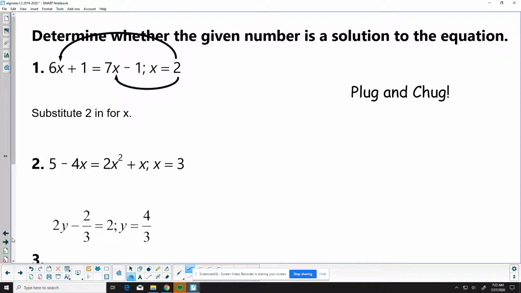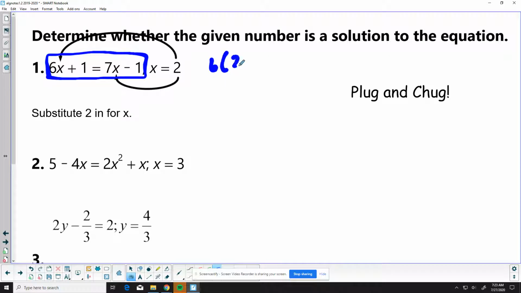Okay, so on your homework, you've got a couple of these where you have to determine whether the given number is a solution to the equation. So these are, I think, a little bit hard to read. You could see that the equation is right here, and it's asking you to figure out if 2 is the answer. So you could solve it, but an easier way to do it would be to take the 2 and plug it in for x right here and right here.